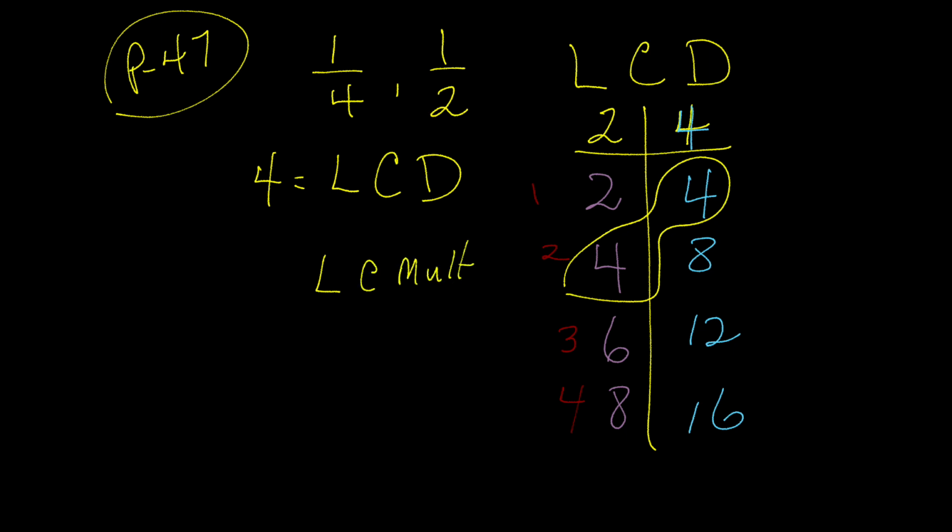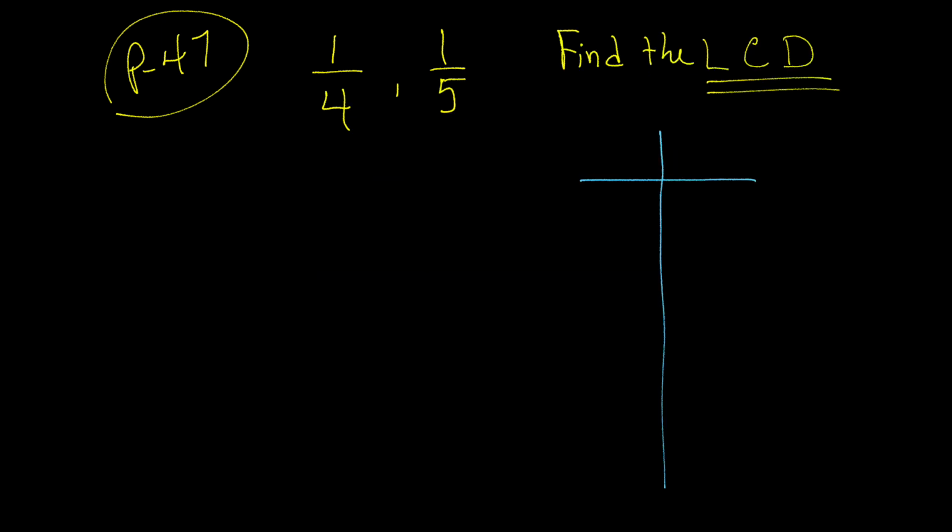Okay, there it is, an easy way to do it. Let's just do one more, just to make sure you know what you're doing there on page 47. So once again, in this case here, this is just a random number I picked, 1/4 and 1/5. So we will take those denominators, put them here, and then what you're going to do is find the common multiples by counting by those numbers. So like 4, 8, I'll write those down.